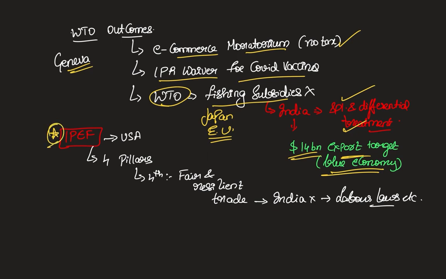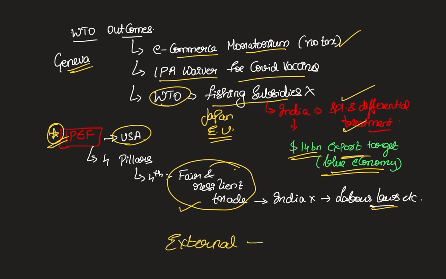And finally, we have to talk about the IPEF, which is initiated by the USA. We don't have to go into the details of this except for the fourth pillar, where India did not agree to sign the fair and resilient trade agreement because it talks a lot about stringent labor laws, carrying out anti-corruption measures, etc., which are very, very disadvantageous to India. India did not agree to that. So this concludes the most important happenings in the external sector, where you will be getting at least 8 to 10 marks, hopefully.